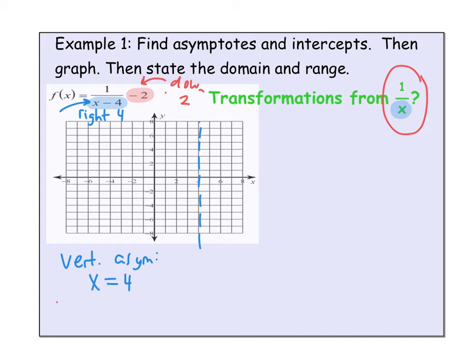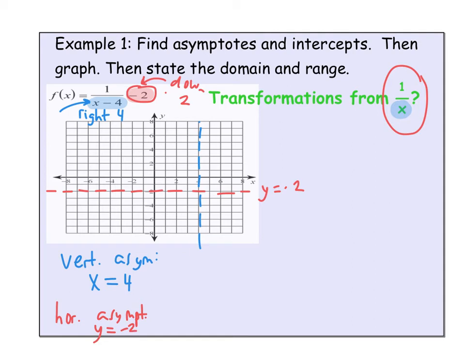Okay, the horizontal asymptote normally would be y equals 0, but again, we have this -2 shifting everything down 2 units, so it shifts the asymptote down 2 units to be at y equals -2.